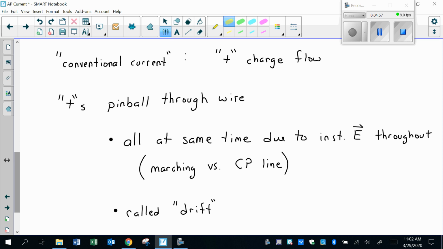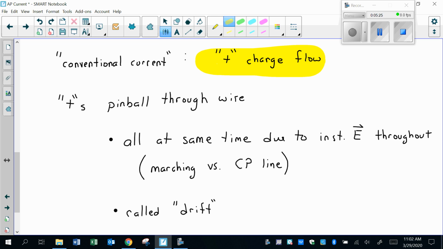Conventional current is considered positive charge flow. We've already talked about that, positive charge flow. We've talked about that previously, and we know that it's not correct. We know that technically we have a negative that's actually doing the moving, but a negative moving left and a positive moving to the right would be caused by the same type of voltage, and it produces the same end result. So we will consider literally positives moving.